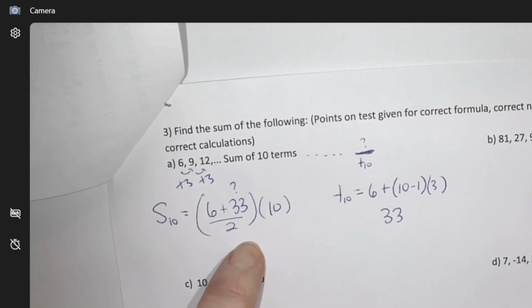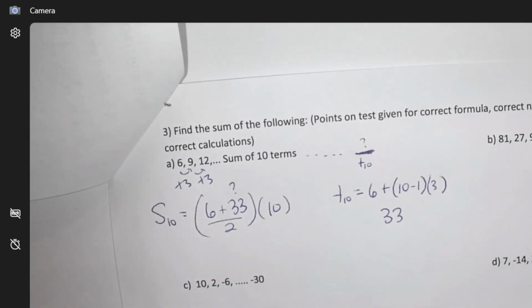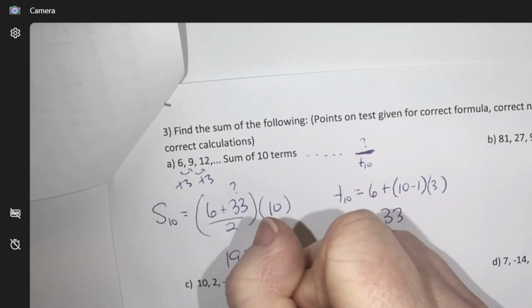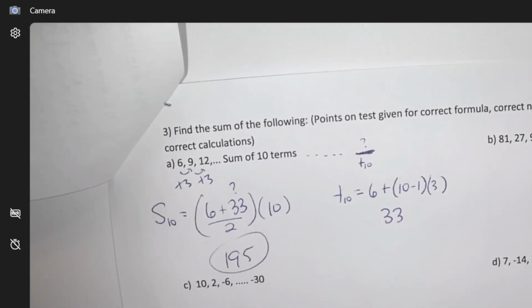Okay, now you've got to run this formula through, so please type this in properly. You would have to do 6 plus 33 in brackets, divide by 2, and see if we can match 195 on that one.